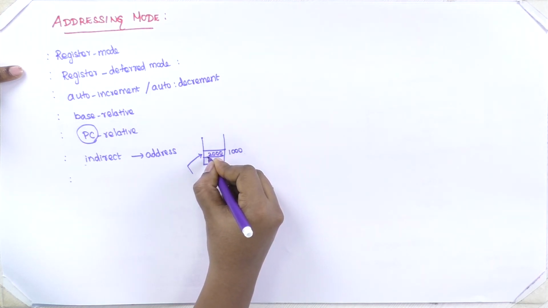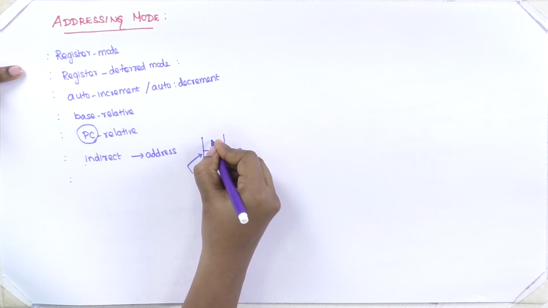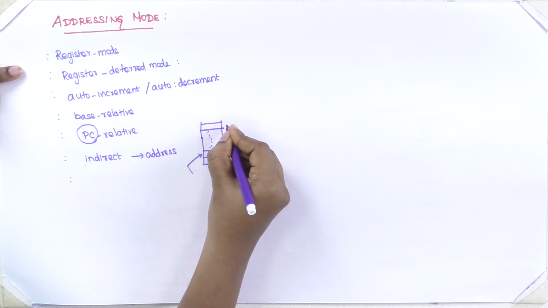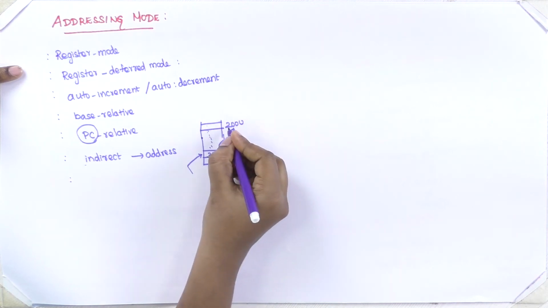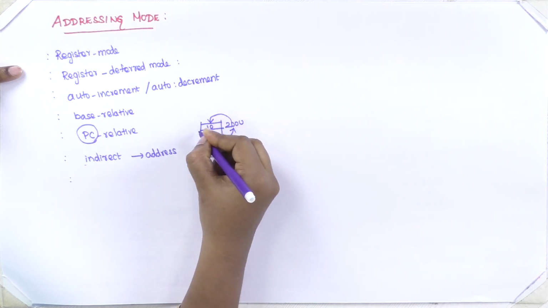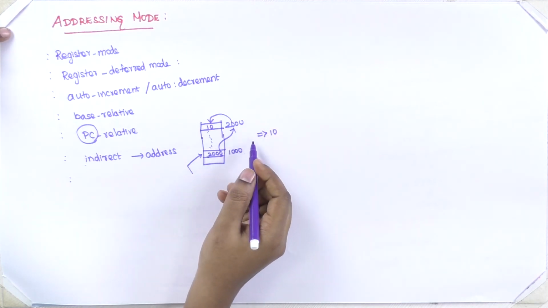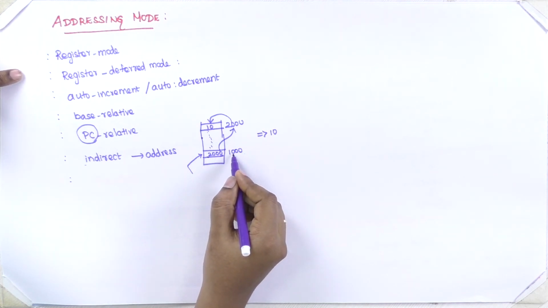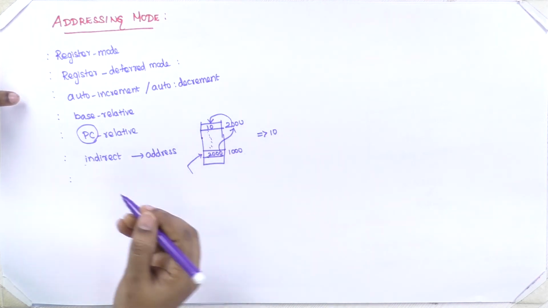So 2000 is not our destination value. This is the address. So we have to move to the address 2000. The value that is present inside the address 2000 is our actual value. So 10 is our actual value. So this is indirect addressing mode. First we will go to a location. Inside that location we will have an address. So we have to go again to that address to fetch our real value.